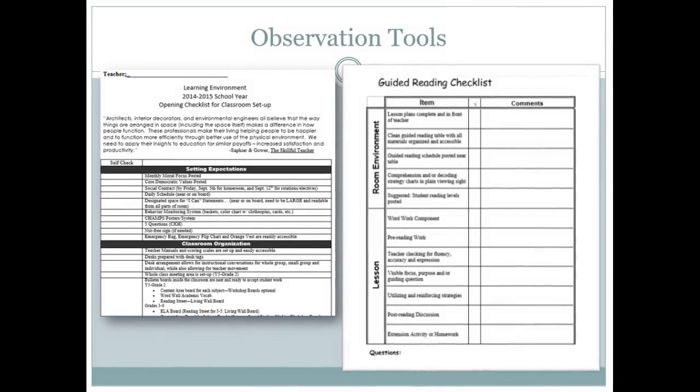So here are some samples of checklists I've used. One is for the beginning of the school year. It's a room environment classroom setup checklist. So just looking that they have all of these things within the classroom environment. Pretty straightforward checklist there. This is a guided reading checklist. So in our course of learning about guided reading and how guided reading should look in the classroom, we came up with the criteria on here for room environment, as well as components of an effective lesson. So that when I came in and observed, I could check off, yes or no, it's there, and then comments.